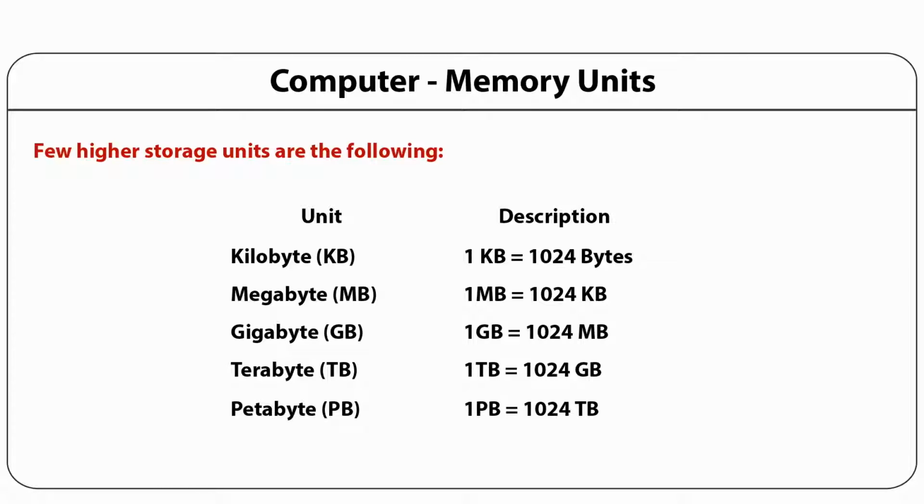The higher notation is gigabytes. 1 GB is about 1024 MB. Then comes terabyte. 1 terabyte is 1024 gigabytes. Then goes to petabyte. 1 petabyte is about 1024 terabytes. That is how the information is stored.